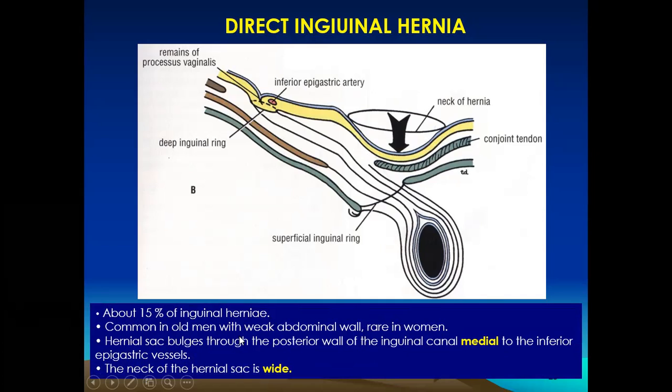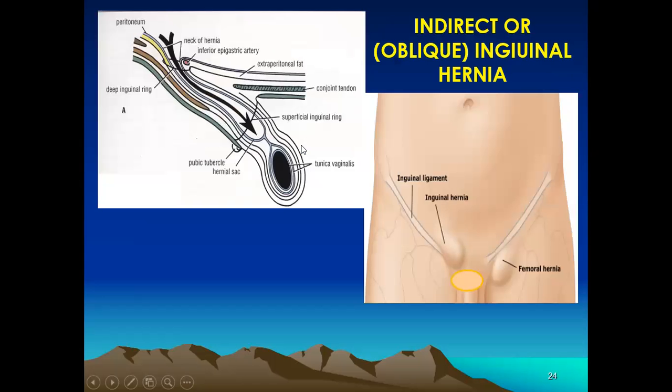The hernial sac bulges through the posterior wall of the inguinal canal, medial to the inferior epigastric artery. The inferior epigastric artery is here, so it will come through medial to that. The neck of the hernial sac is wide in this case.